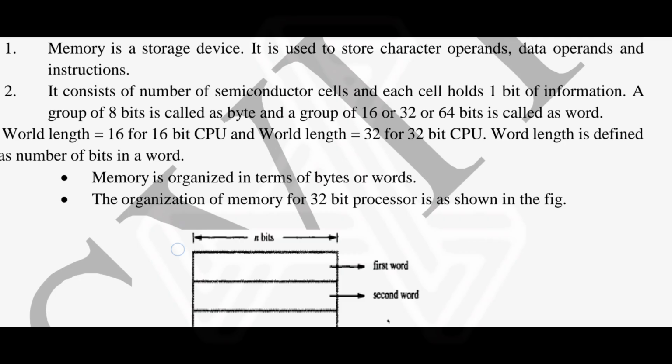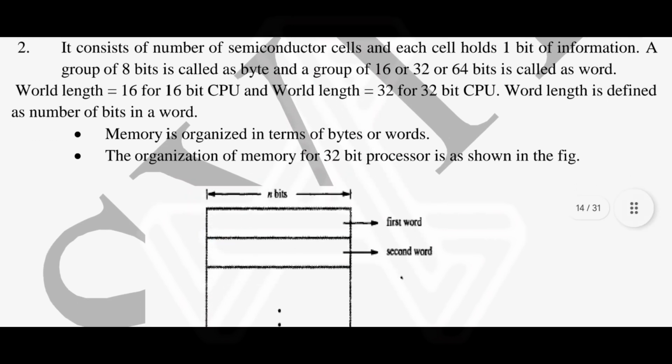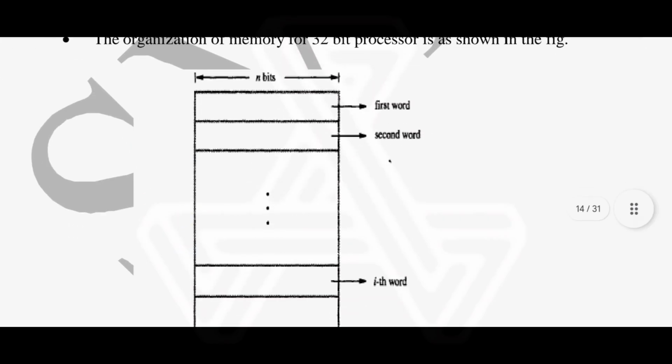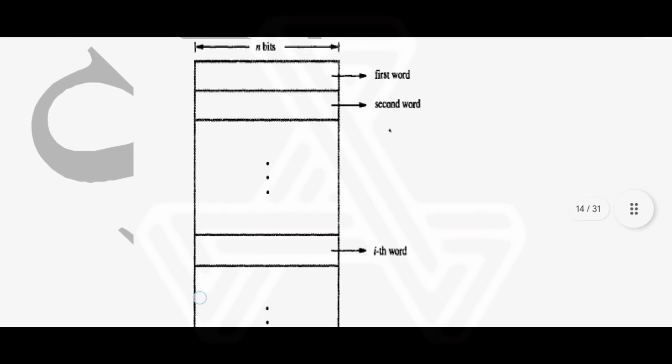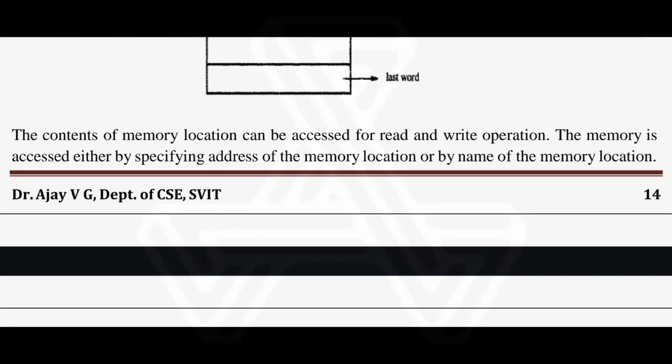Word length is defined as the number of bits in a word. Memory is organized in terms of bytes or words. The organization of memory for a 32-bit processor is as shown in the figure: n bits; first word, second word, ith word, last word. Contents of a memory location can be accessed for read and write operations.